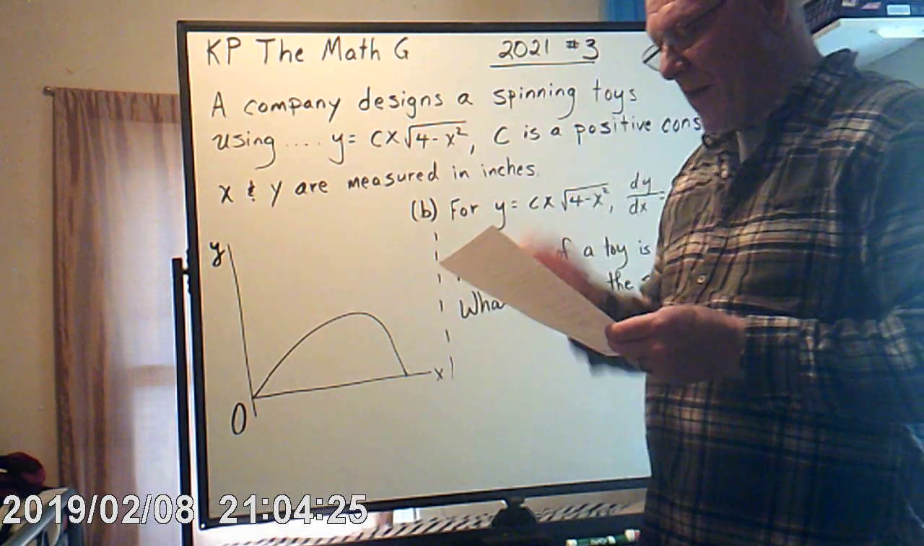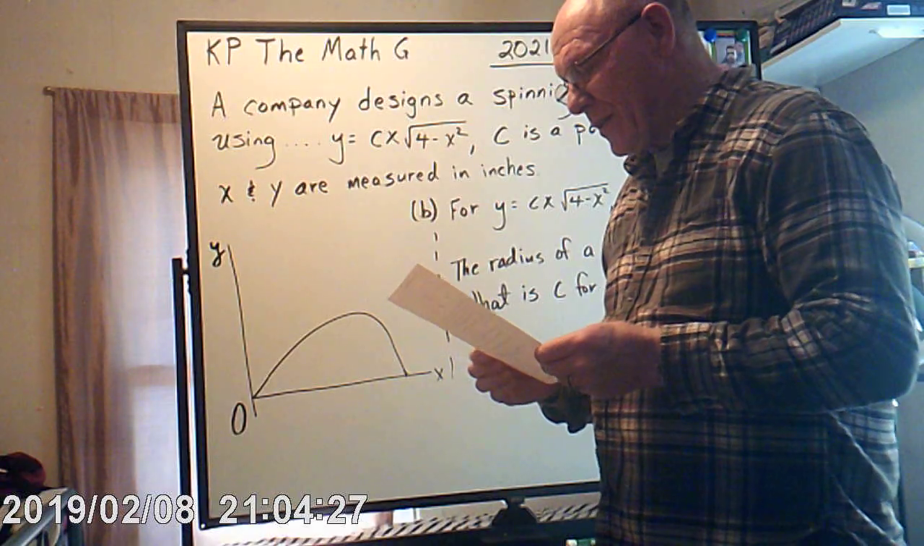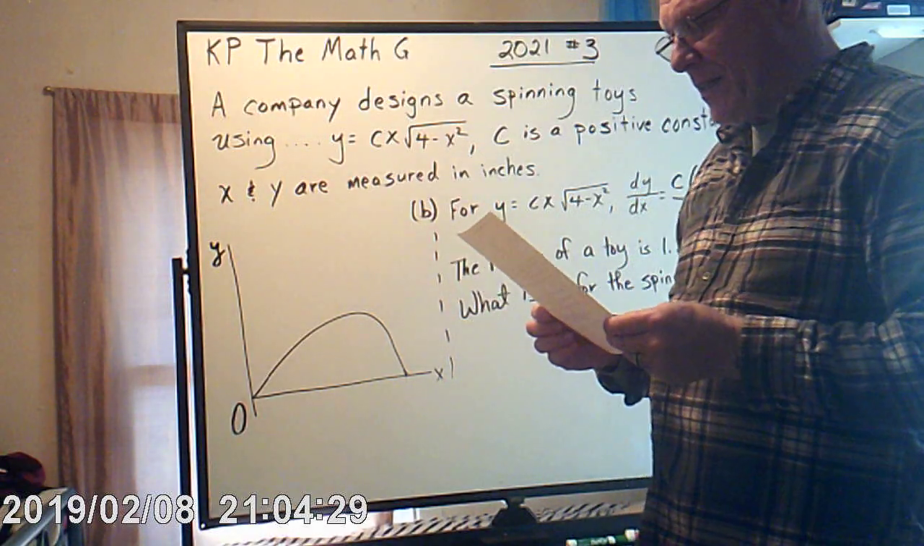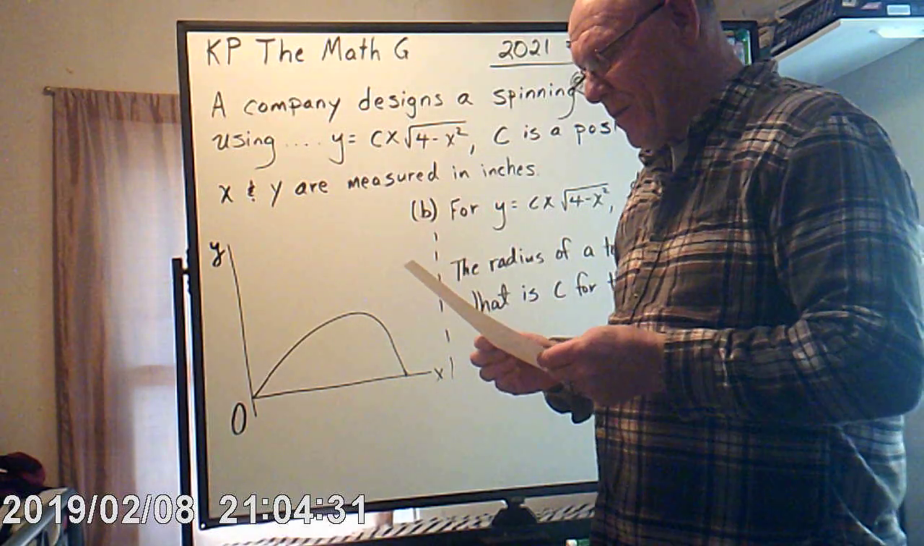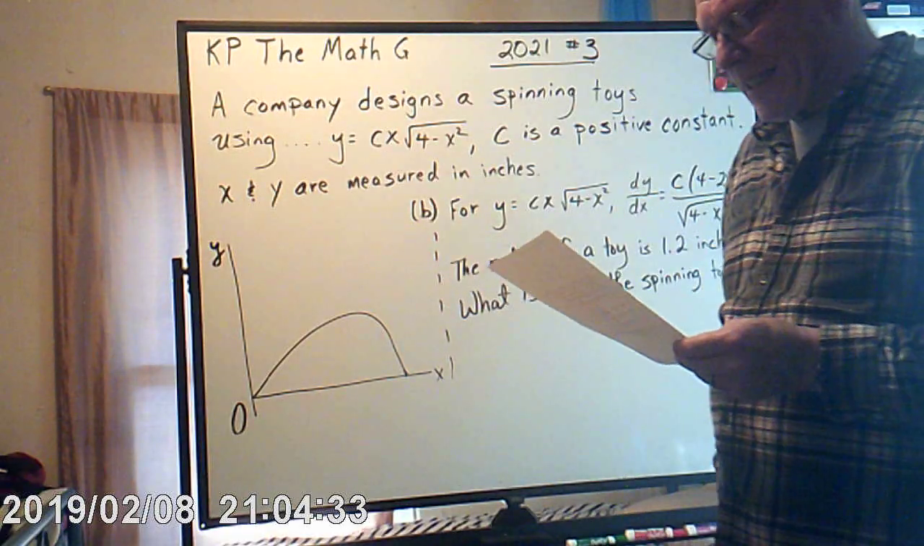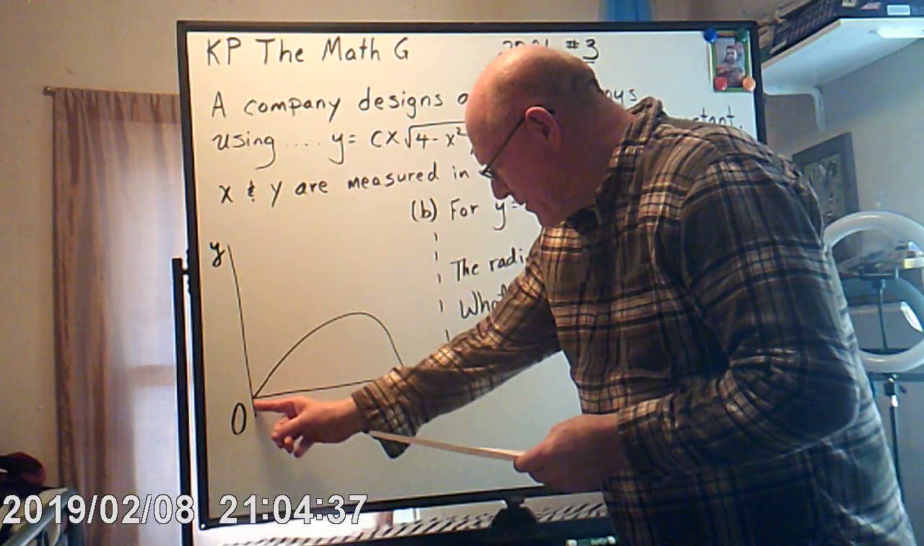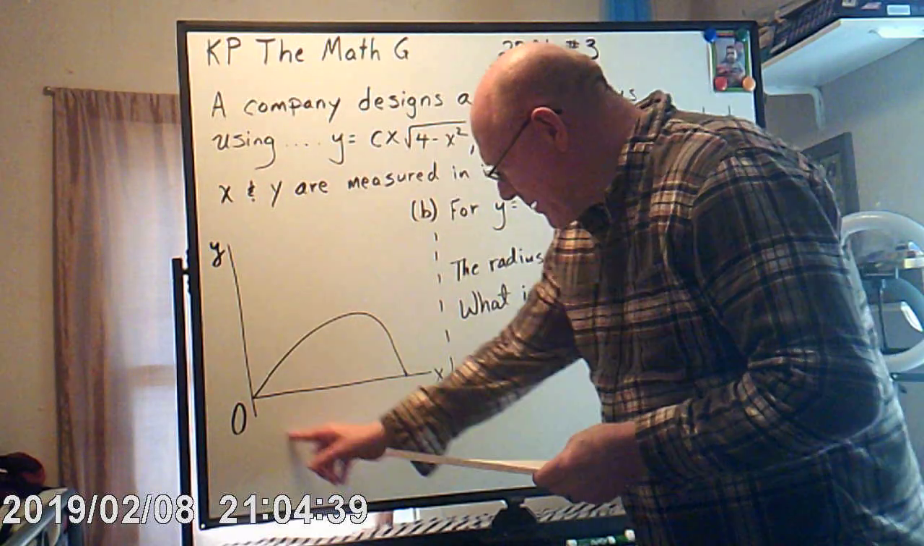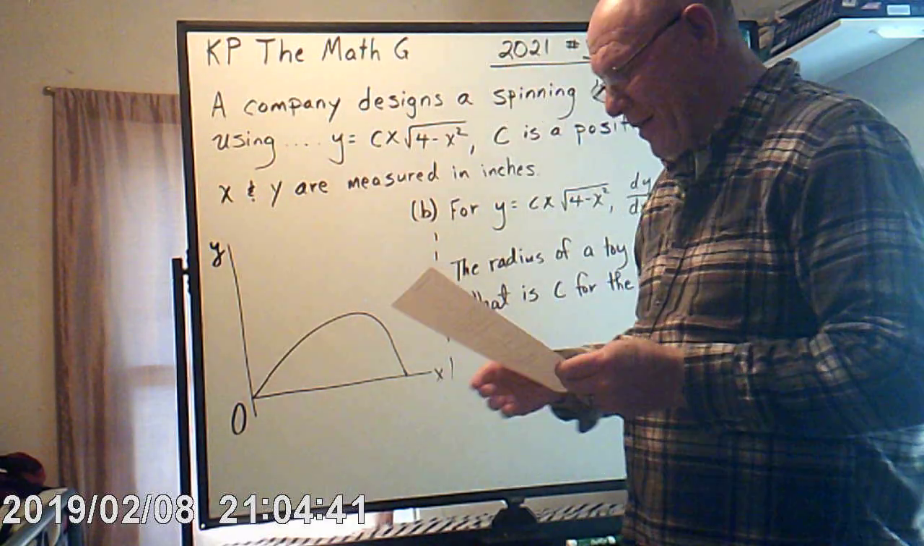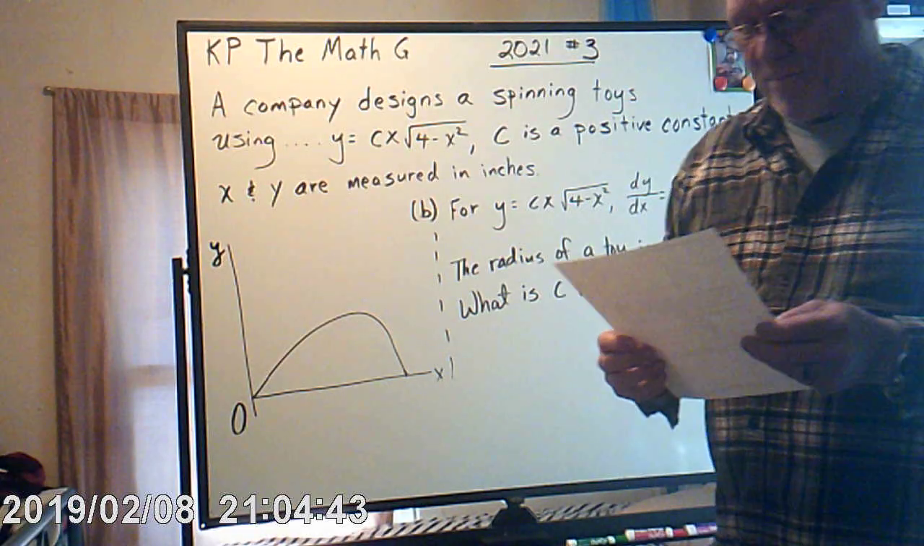It says each spinning toy is in the shape of a solid generated when such a region is revolved about the x-axis. You can kind of get a picture of this. This is probably a top of some kind, a spinning toy.